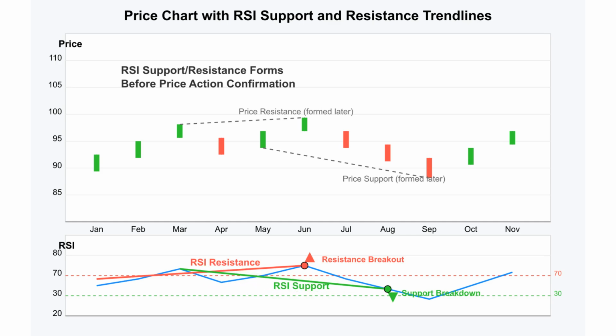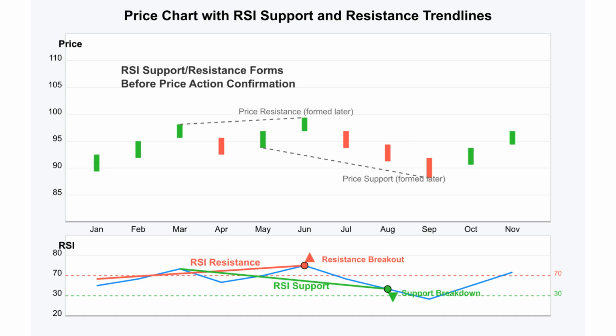Early warning in action. In June, RSI breaks below its resistance trendline, our first critical signal. Price begins weakening shortly after, but notice the timing. The RSI breakdown preceded the obvious price deterioration. Then in August, RSI breaks its support trendline, confirming continued bearish momentum. Price continues declining as predicted.